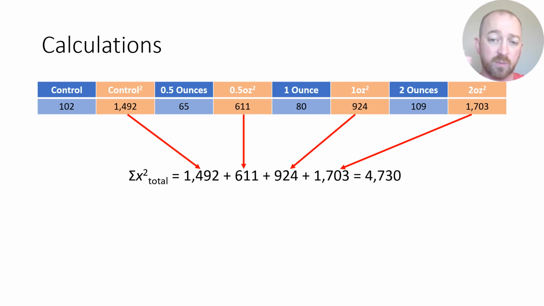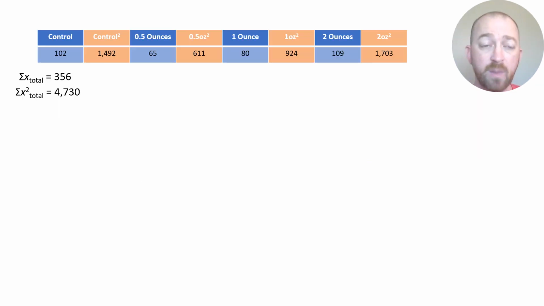Okay, so in other words, the total sum of the squared values of every number of days that it took for each plant to arrive at 6 inches was 4,730. Okay, again, that is not 356 squared, so please do not mistake that. This is where you square each value first, then add them all up. Okay, and now we have absolutely everything we need to plug into our equation. So let's go ahead and do that.